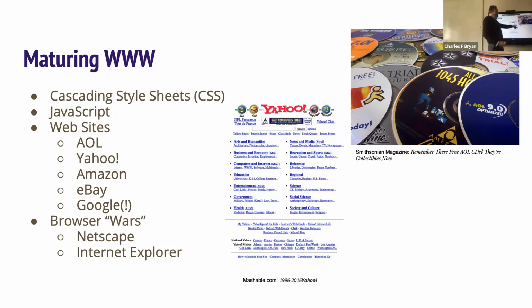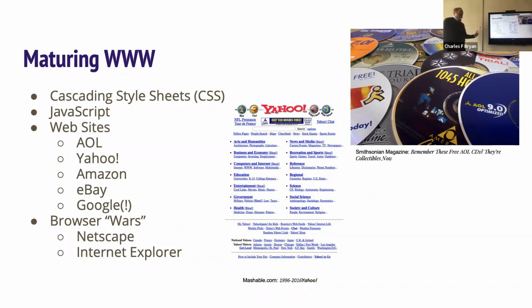In fact, this whole article that I'm citing here from this picture is about how these AOL CDs are collector's items. You can buy them on eBay for ridiculous prices because people want nostalgia. Amazon came out around then, and eBay, and then Google, yes, with an exclamation mark, back in the 90s and early 2000s, started coming around.